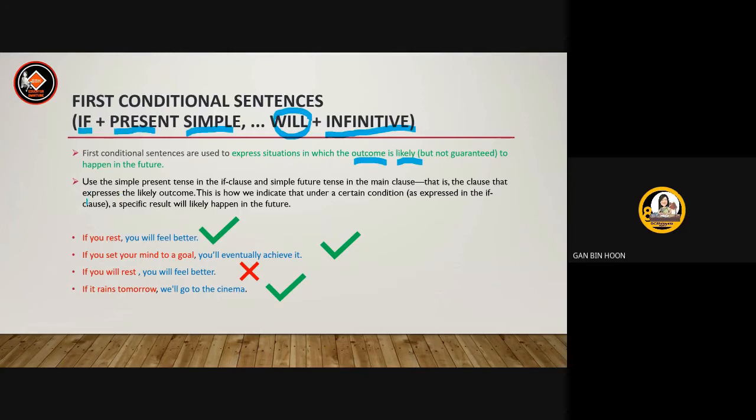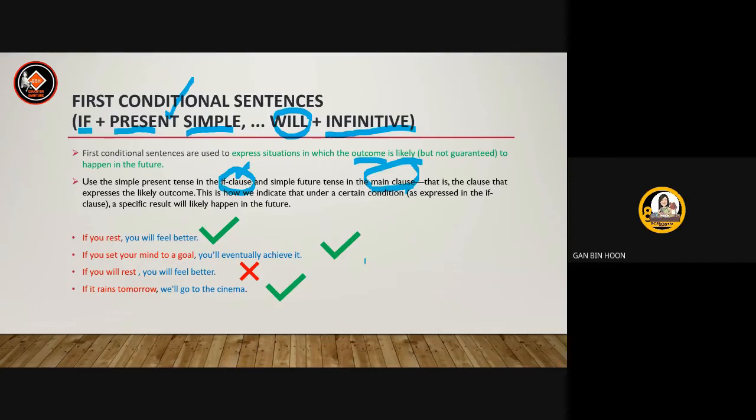Okay. So next, use simple present. Yes, correct. In the if clause, bila ada if, dia kena guna simple present. And then simple future tense in the main clause. This is the main clause. After comma ni dipanggil main clause. Don't worry. You do not need to memorize apa itu if clause, apa itu main clause. Okay, you do not need to know that.